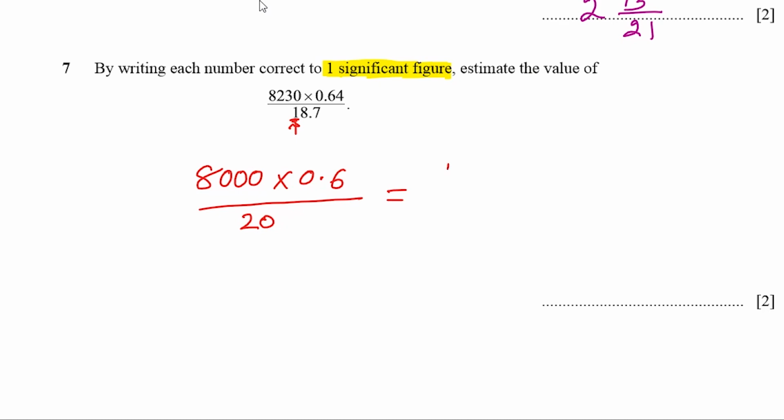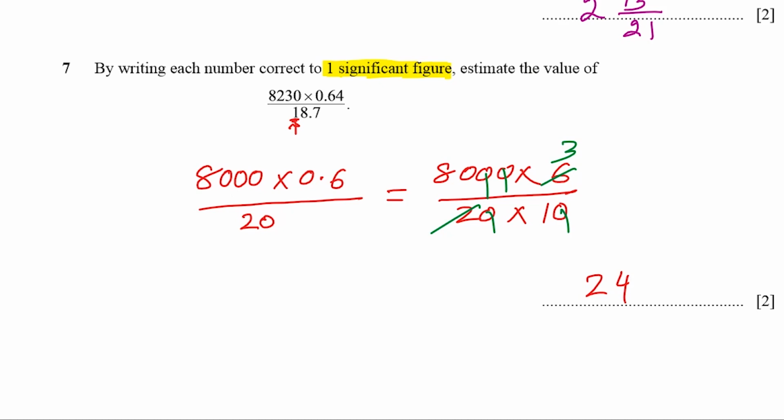Furthermore, 8,000 multiplied by 6 over 20. This 0.6, I have removed the point from 0.6. As a result, we will have 1 with 1 zero, means 10 in the denominator. 0.6 is 6 over 10. Cancelling 1 zero with 1 zero, 2 3s are 6. Finally, we are left with 8 3s are 24 and 1 zero. So 240 will be the estimated value of this given expression.